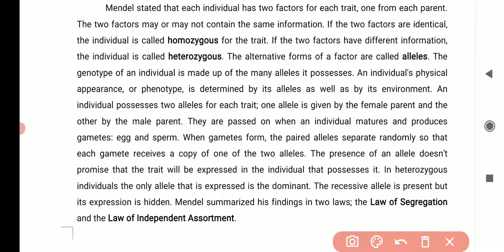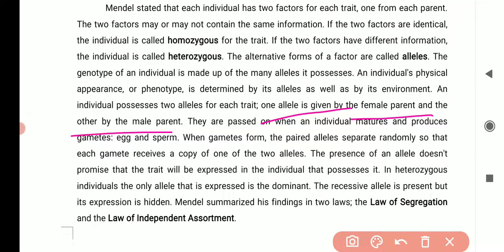The individual possesses two alleles for each trait. That we know, it always comes in pairs. One allele comes from the female parent and one from the male parent. They will be passed on when the individual matures and produces gametes, that is the egg and the sperm.